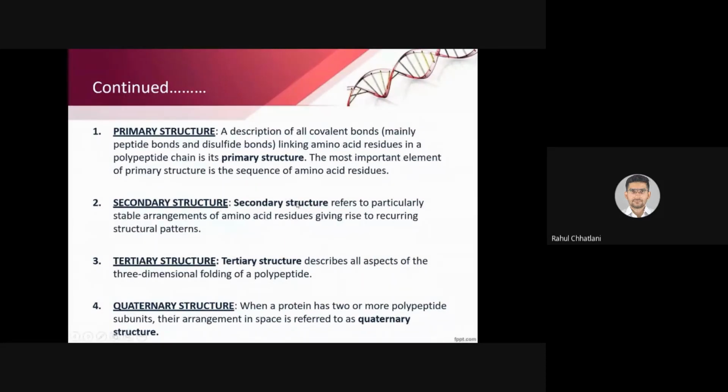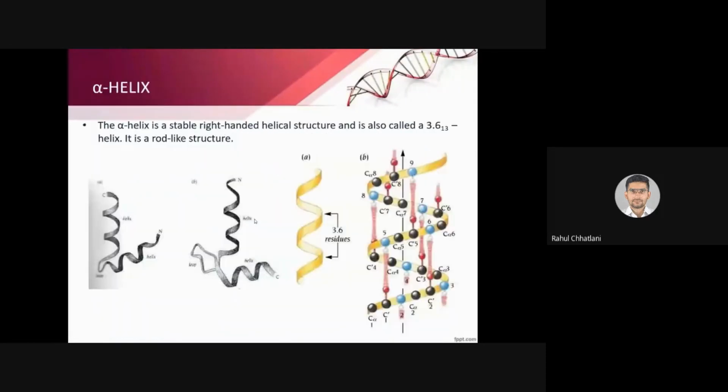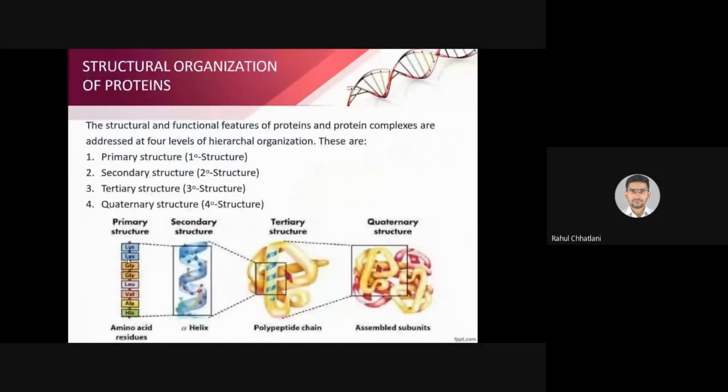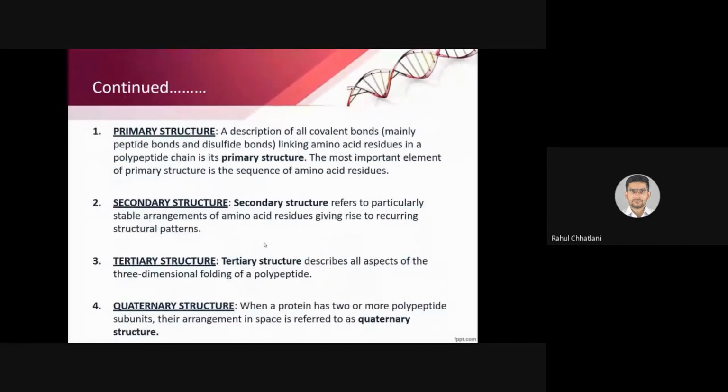Secondary structure refers to particularly stable rearrangement of amino acid residues giving rise to recurring structural patterns. So you can see these are recurring patterns. You will see this one alpha helix, and there will be many such alpha helices. So this one type of chain itself will be responsible for forming many alpha helices, and they will unite together to form the tertiary structure. So secondary structures give rise to recurring structural patterns.